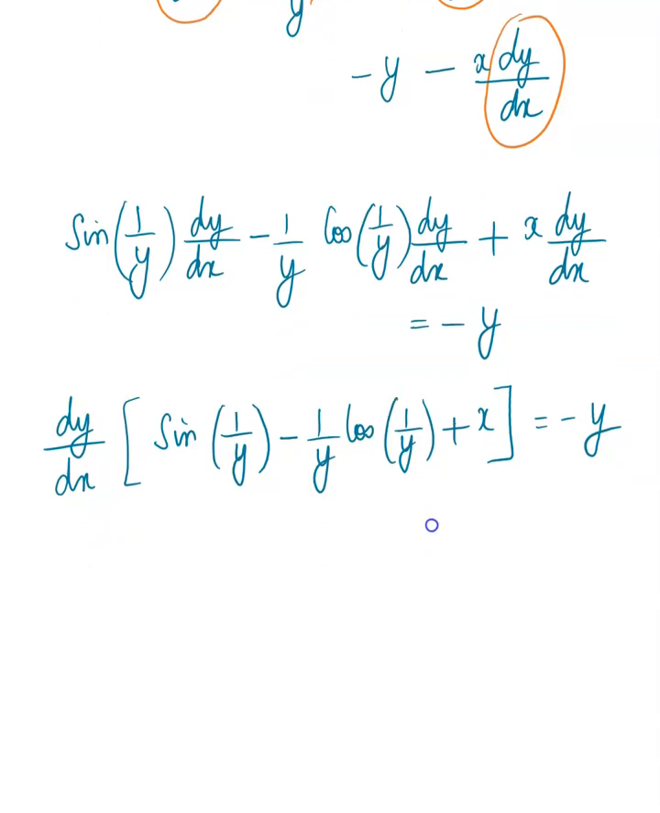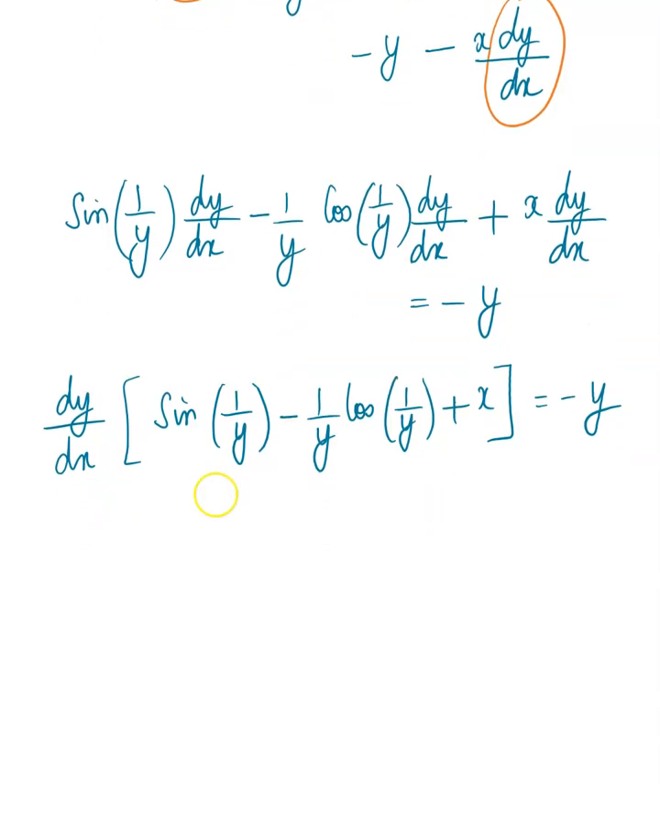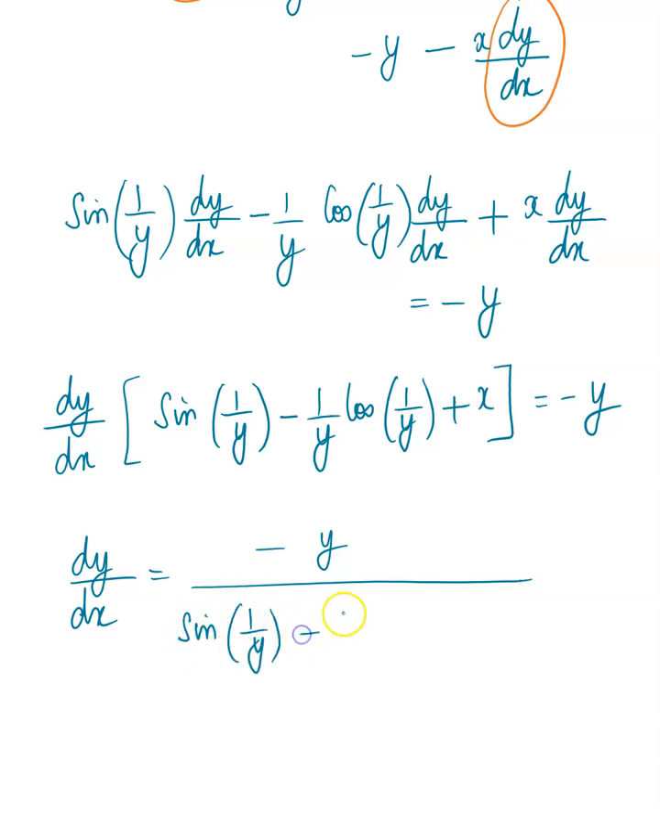Now we will have to divide both sides. I don't want to show too many steps, so I hope you'll understand that we divide both sides by the sine 1 over y minus 1 over y, this whole expression, right? And so dy over dx is negative y all over that. Technically, that is your answer.